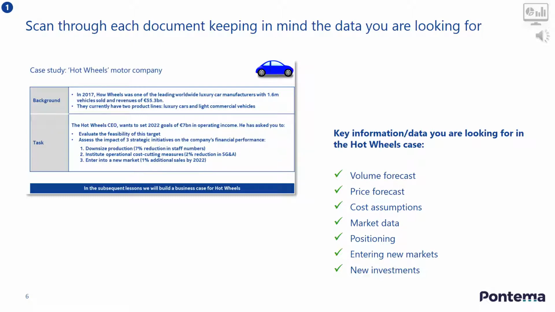Now that you have the data, read through each document, keeping in mind exactly the type of information you are looking for. For the Hot Wheels case study, the data you are looking for relates to volume and price forecasts, cost assumptions, market data, brand positioning, entering new markets, and making new investments.